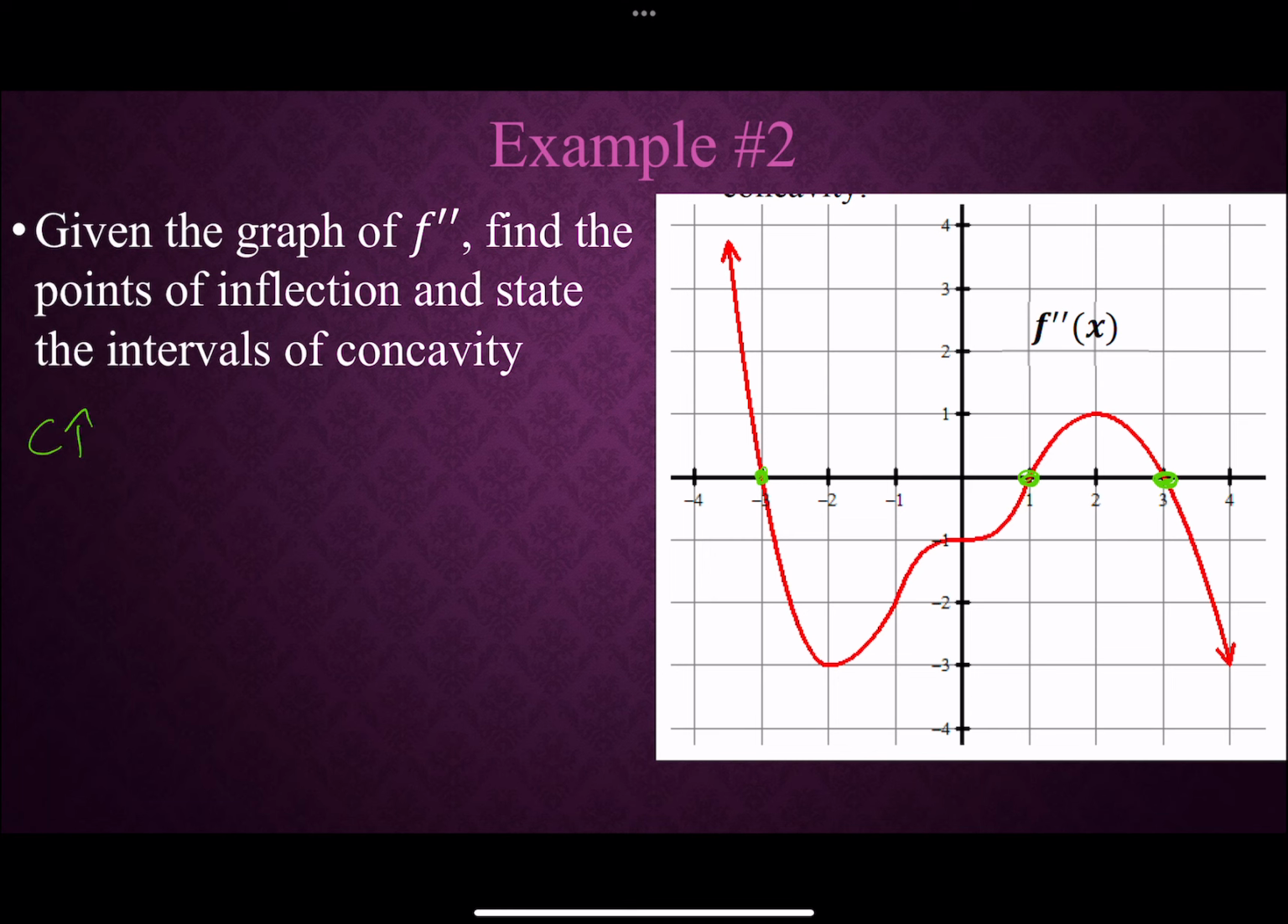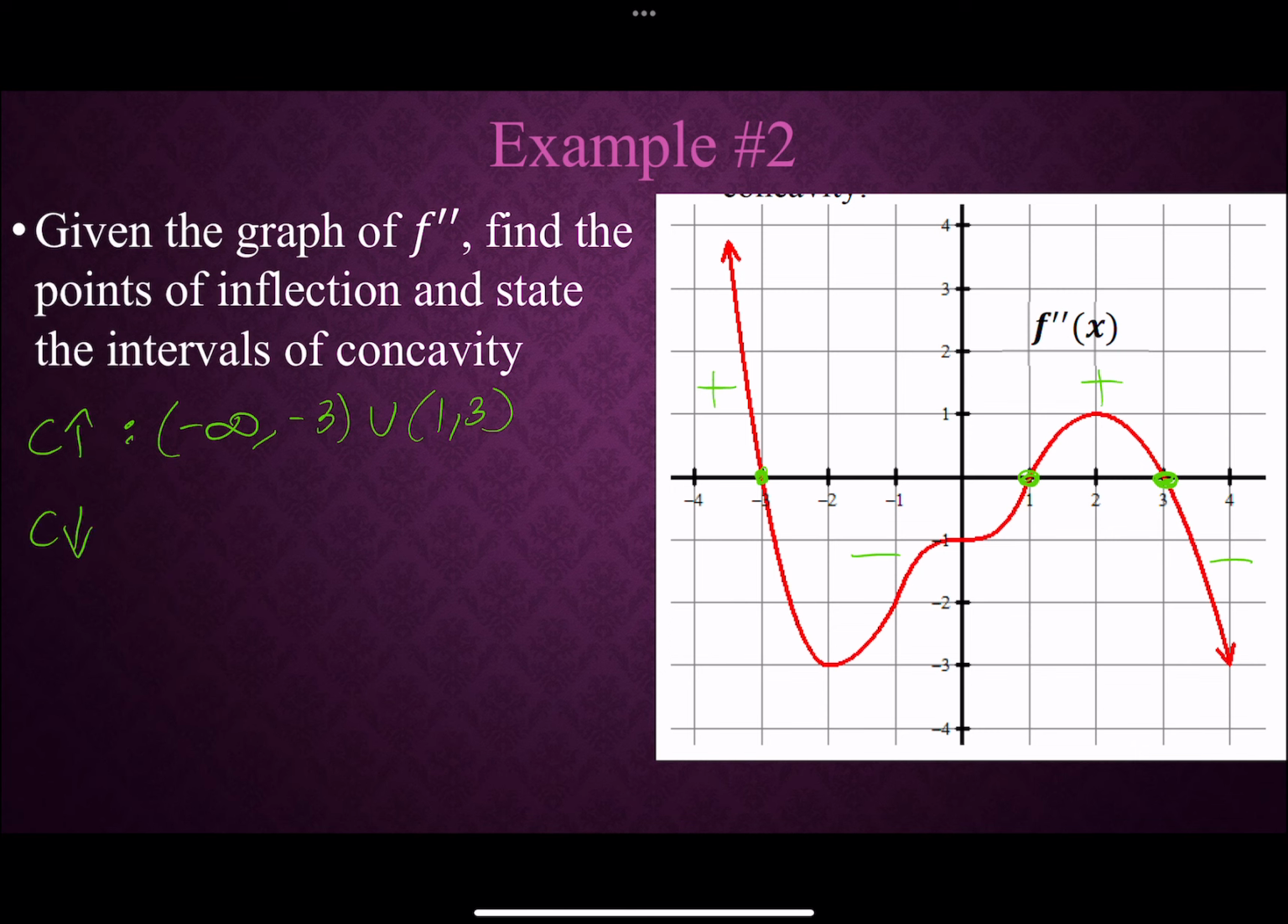Concave up, down, well, we are above before -3. We are below from -3 to 1, above from 1 to 3, and below again after 3. So concave up would be from -infinity to -3. We would use a -infinity here rather than just a number because it goes on forever there, with the up arrow. And then again from 1 to 3.